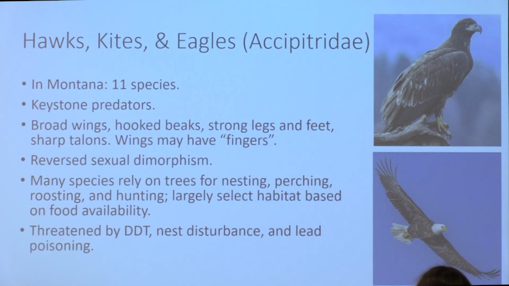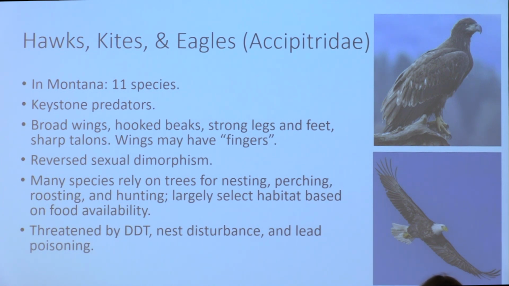And by that extension, they also affect what their prey affects. So these guys tend to regulate prey populations of small mammals, smaller birds, fish and reptiles. And then they have broad wings, strong hooked beaks, strong legs and feet for grasping prey, and their wings might have fingers. Those fingers are long outer primary feathers, and they reduce the drag that they experience on their wings and allow them to soar at slower speeds without stalling out.